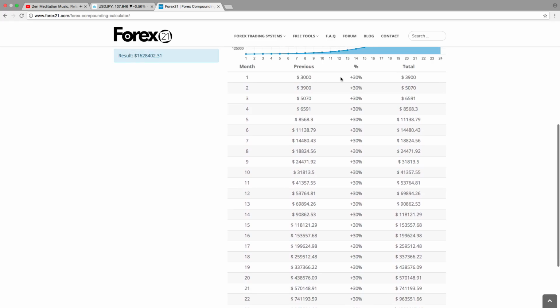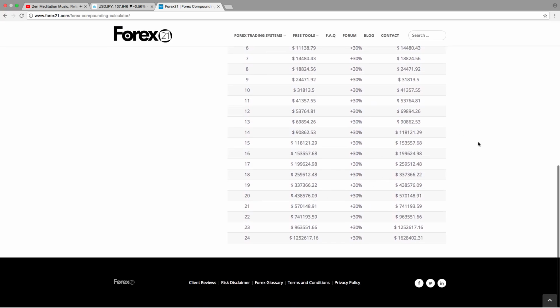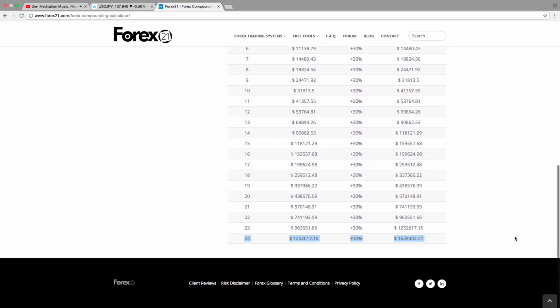And here's how it breaks down. Month one, look at that. Plus 30%, you make $900, totaling you $3,900. You start month two with $3,900, you do the 30% again, and now you're at $5,070, so on and so forth. And the numbers play out to this. In 24 months from right now, you could have a net worth of $1.6 million from 3 grand.